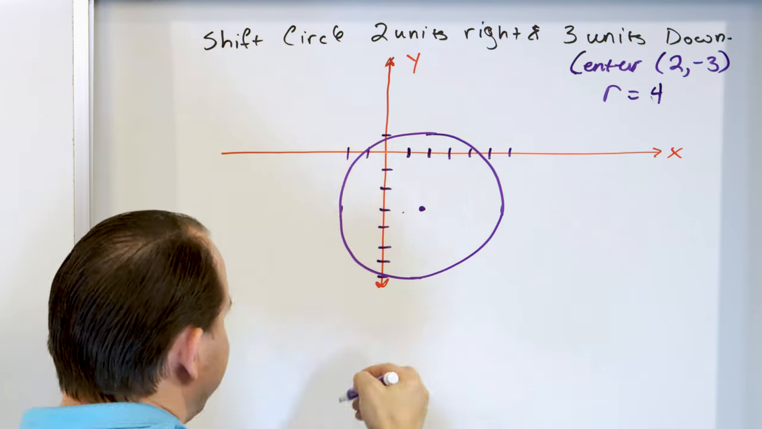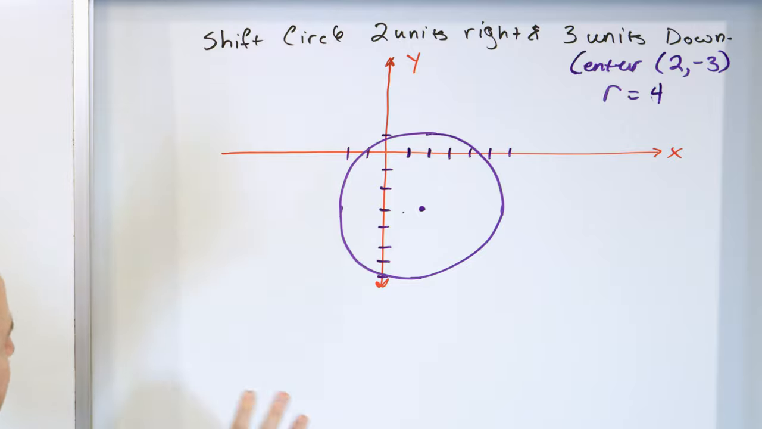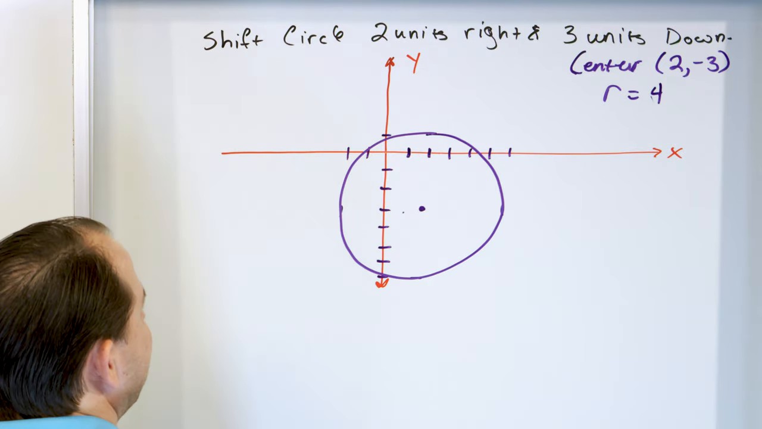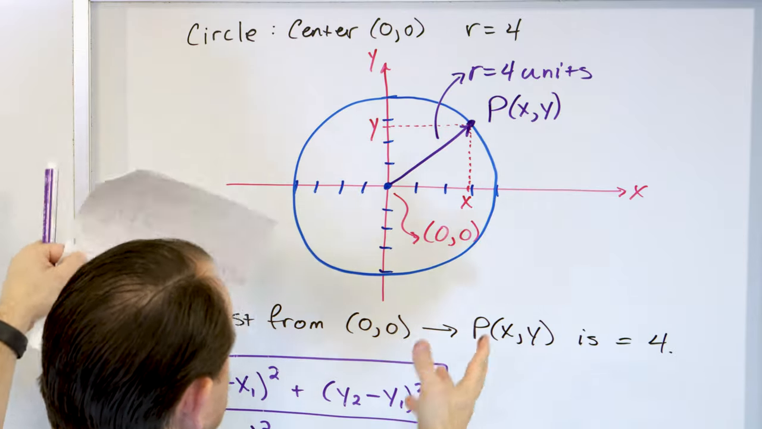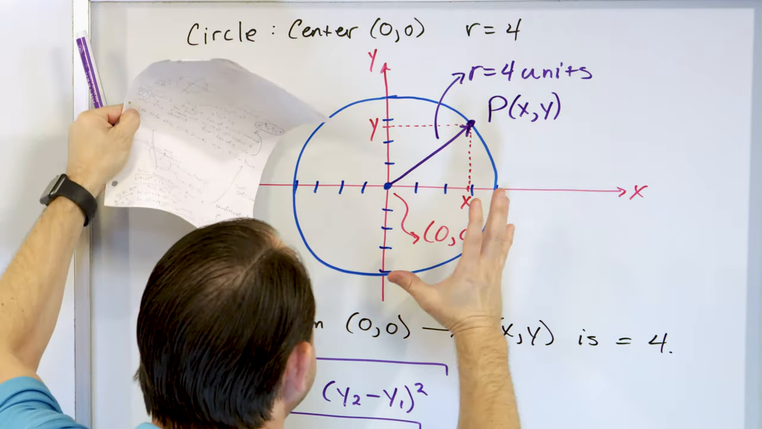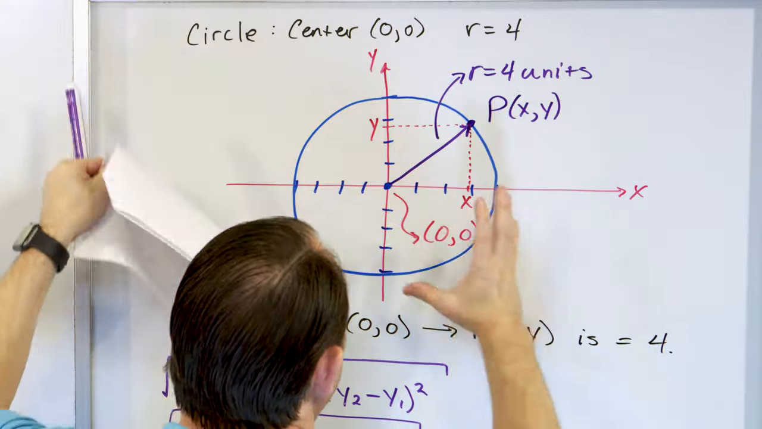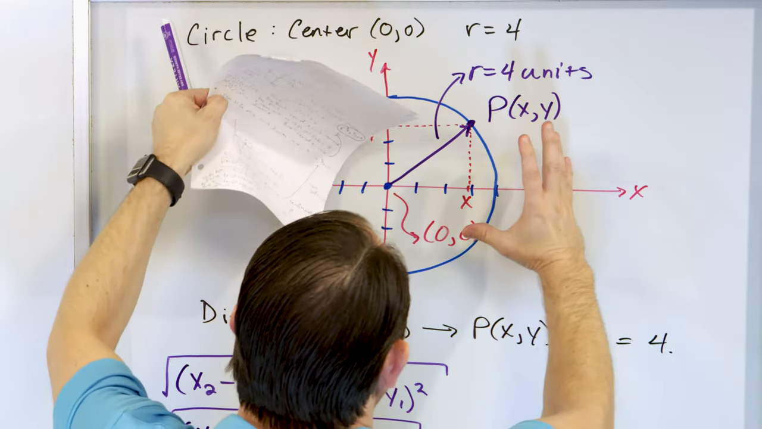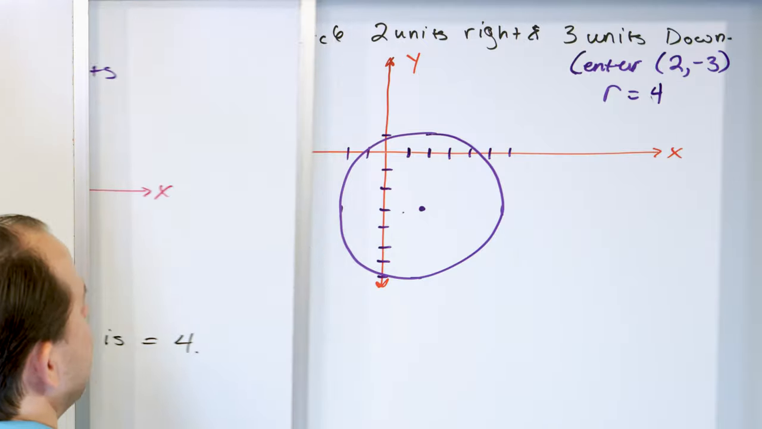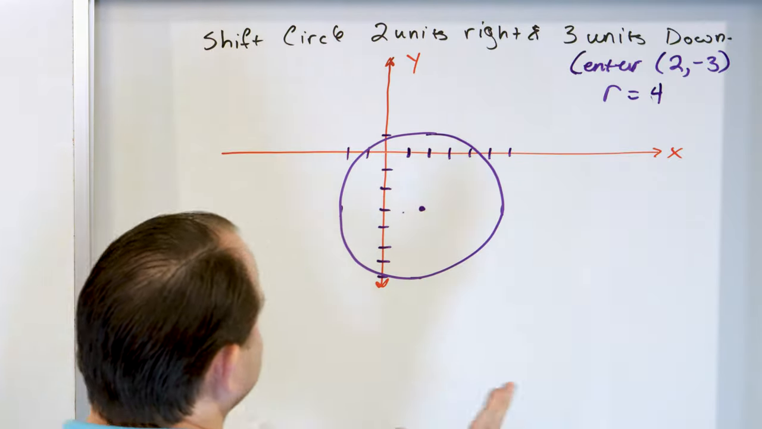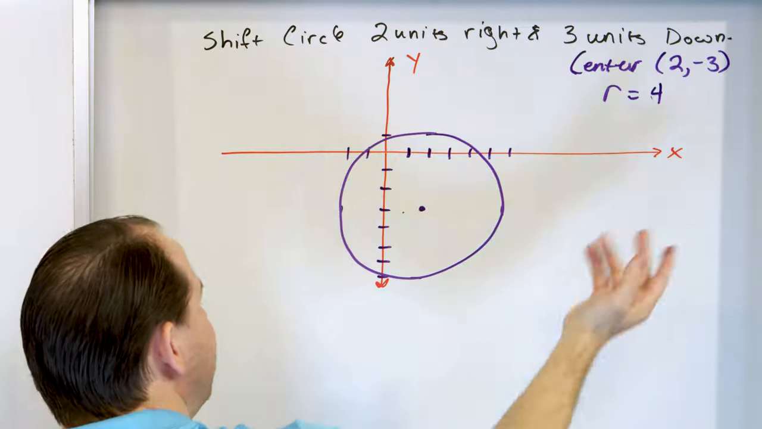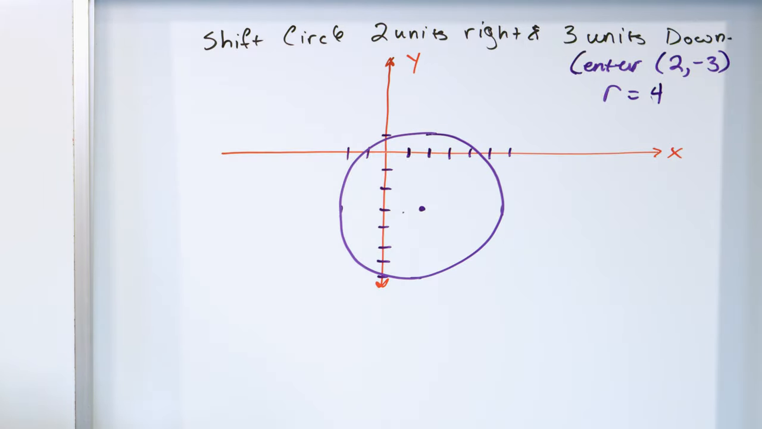Something like this. Now, before we go on, I want you to agree with me that this circle is exactly the same as this one. I know I drew it, and maybe the tick marks are a little different, but you see the idea. This one's centered at the origin, radius of 4. All I'm doing is shifting it over 2 units, 3 units down. But the circle is the same. The shape of the thing is the same, it's just located in a different place.